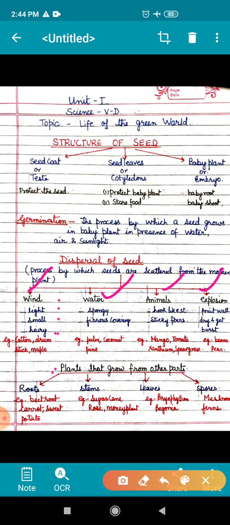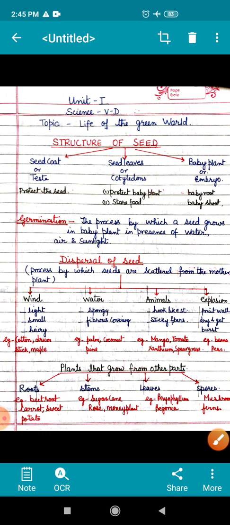Now the second type of seed dispersal method is water dispersal. Children, the plants that grow near water bodies are dispersed by water. These seeds are spongy and have a fibrous covering that makes the seed lighter, so they can float on the surface of water and travel a long distance. Okay. Now third one is dispersal by animals.